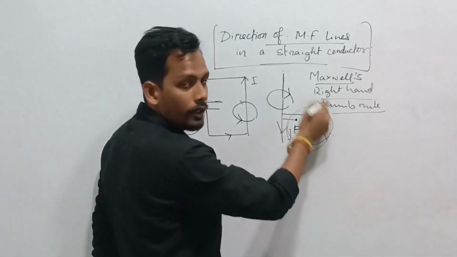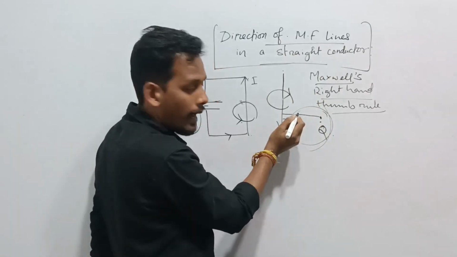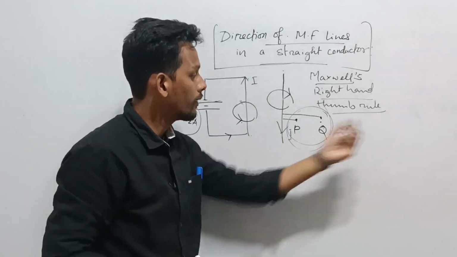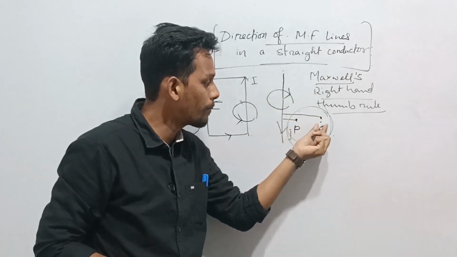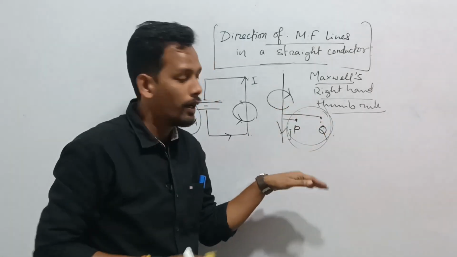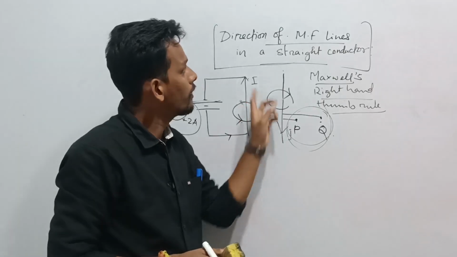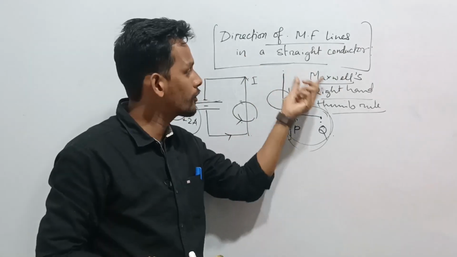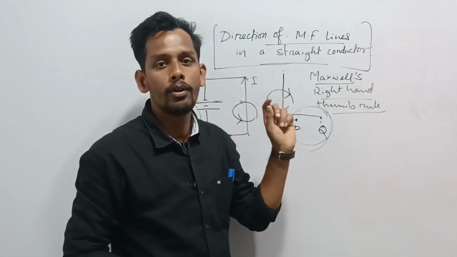From this activity, you can come to a conclusion that the magnetic field at P is stronger as compared to Q. It means that it is inversely proportional. The magnetic field is inversely proportional to the distance of the point from the conductor. If the distance increases, magnetic field decreases. If the distance decreases, magnetic field increases. Clear? So this is the direction of magnetic field lines in a straight conductor. Now we will apply this rule in case of a circular current carrying loop and in case of a solenoid.